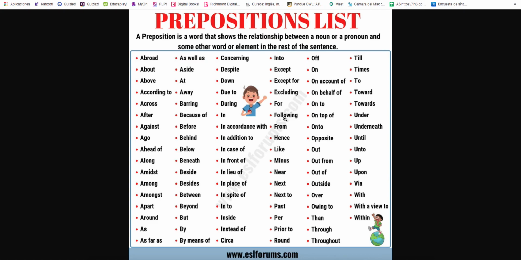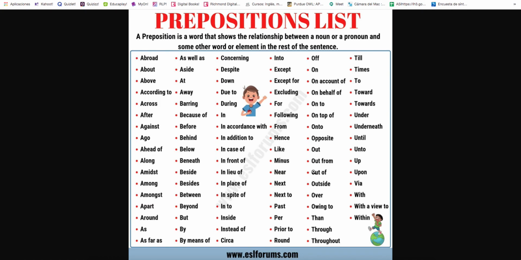What about following? Siguiendo. Or the next one. Another thing. What about out of? Afuera de. Yes, so for example, if I say, I am out of control, or you are out of control. Yeah, fuera de.